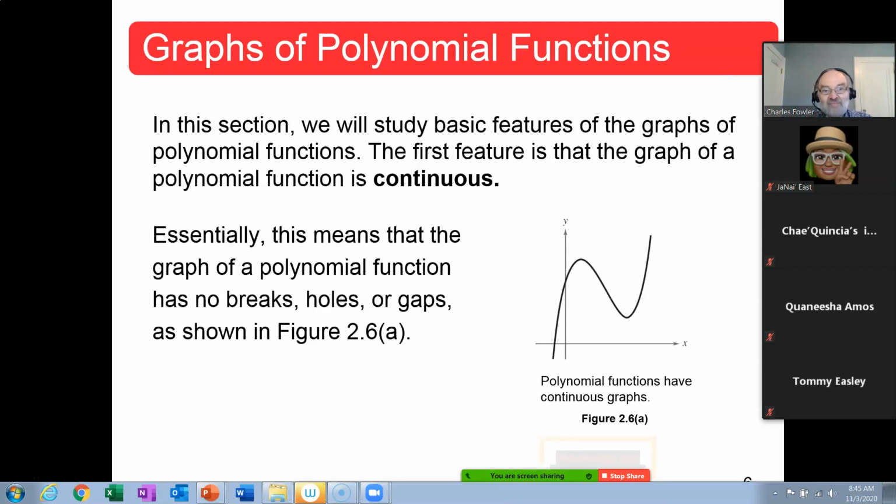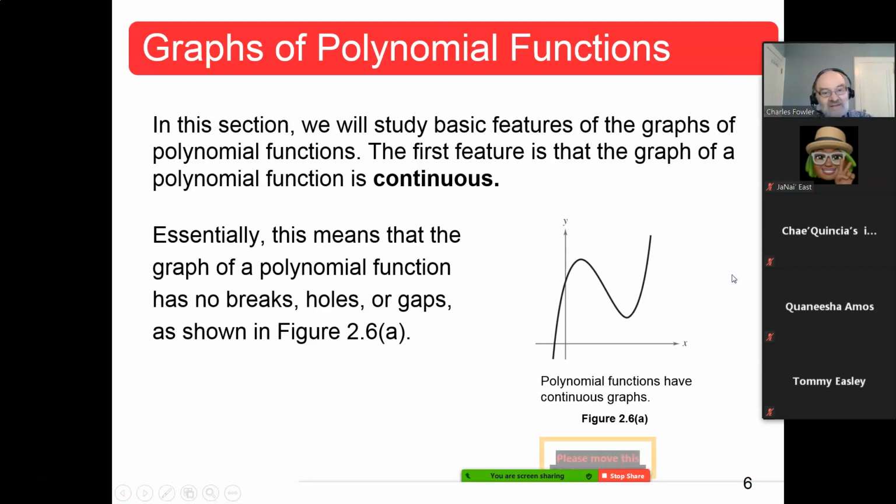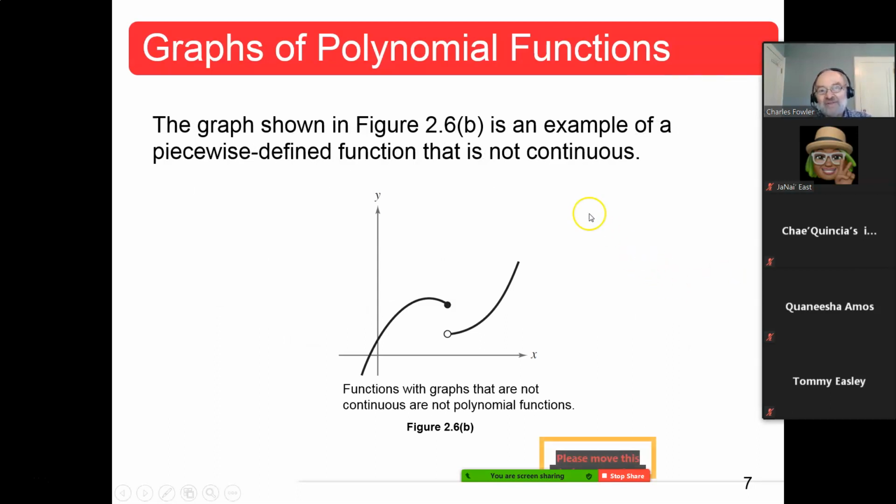Now, here's what a polynomial function doesn't look like. This graph is an example of a piecewise defined function that is not continuous. This piece over here may be a polynomial piece, and this piece up here may be a polynomial piece, but they're not the same polynomial function. There is a gap there. That is not continuous. This is not a polynomial function per se. Each piece may be polynomial, but the total function is not a polynomial. So, polynomial functions are continuous.